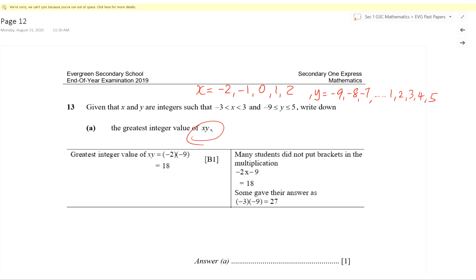But is there a bigger number that you can form? Yes? Yeah, how about negative 9 multiplied by negative 2? You get 18. Isn't that even bigger? Right? Okay, so we learned that negative times negative actually gives me positive. Not too difficult, it's kind of like an IQ question.